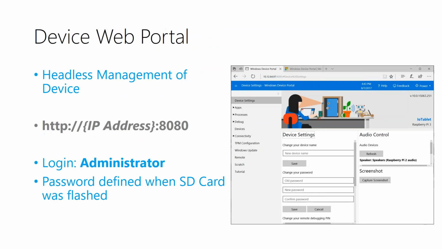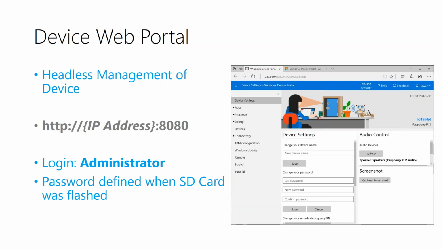But the real configuration of it in a headless scenario, specifically with Windows 10 IoT Core, would be to use the Windows Device Portal. So for headless management of the device, you go to the IP address of the device at port 8080, and then you can log in with the login of administrator, and the password would be the admin password you set up when you flashed your SD card. And then this will give you a full web portal that you can go through and configure many more aspects of the device.